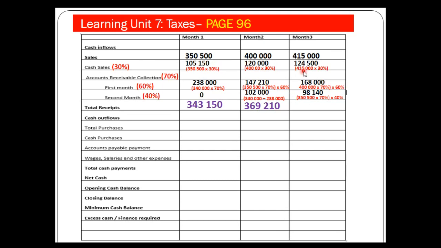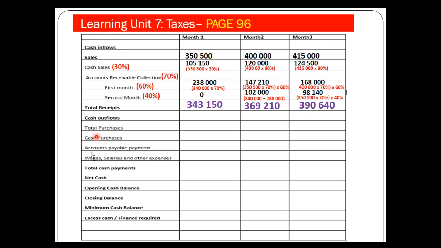And then even here I have 124,500 plus 168 plus 98,140. I got how much? My total receipts of this amount. You can also call them total inflows. It's up to you. So now I'm okay with my cash inflows. Now I'm going to focus on my cash outflows. I hope this makes sense.